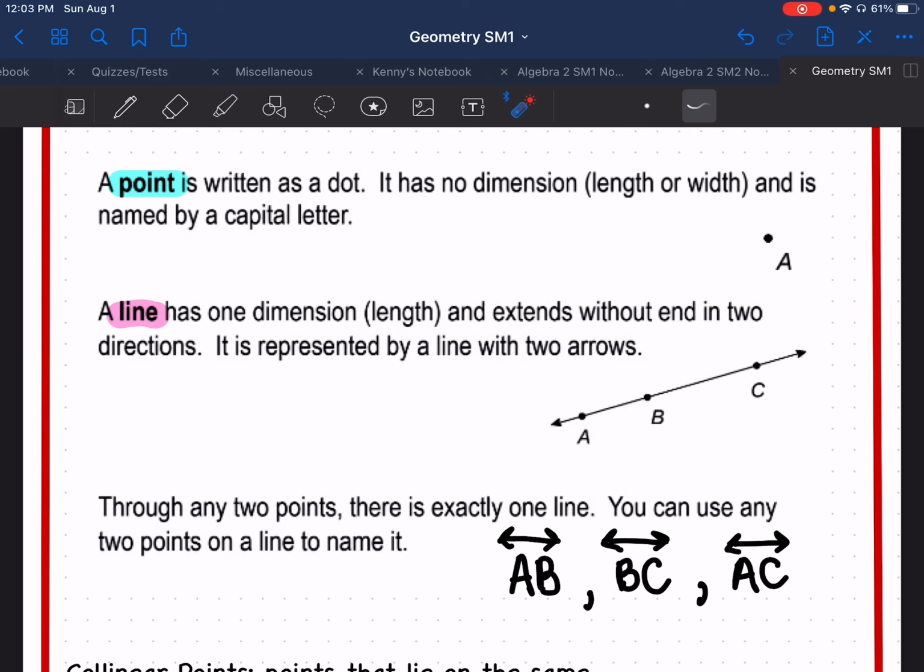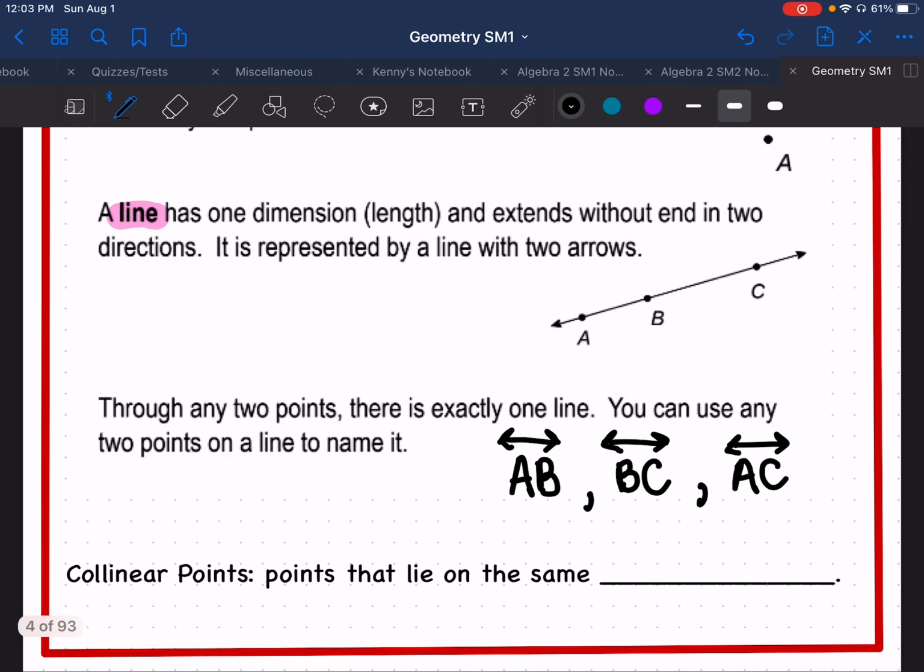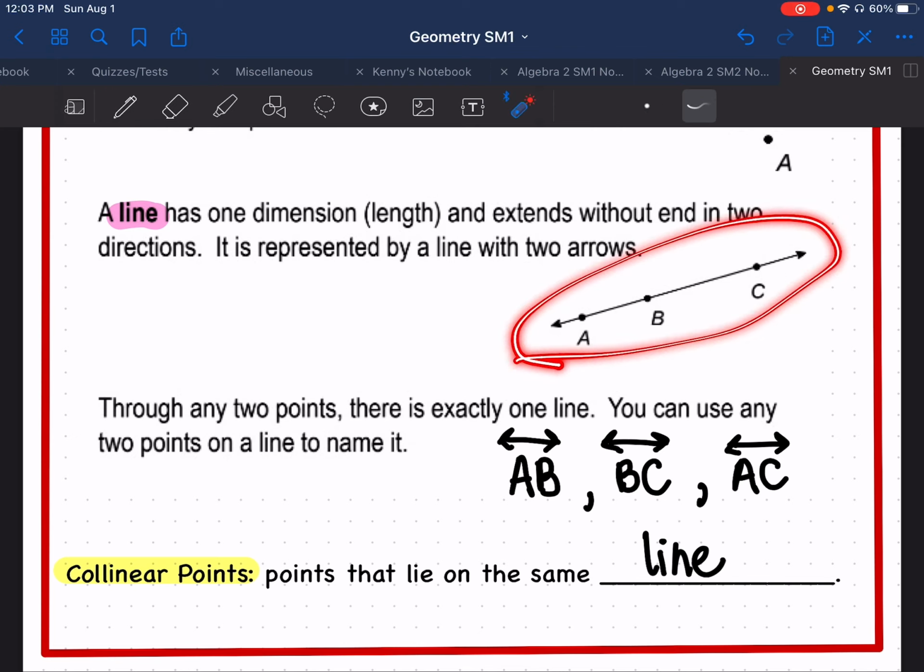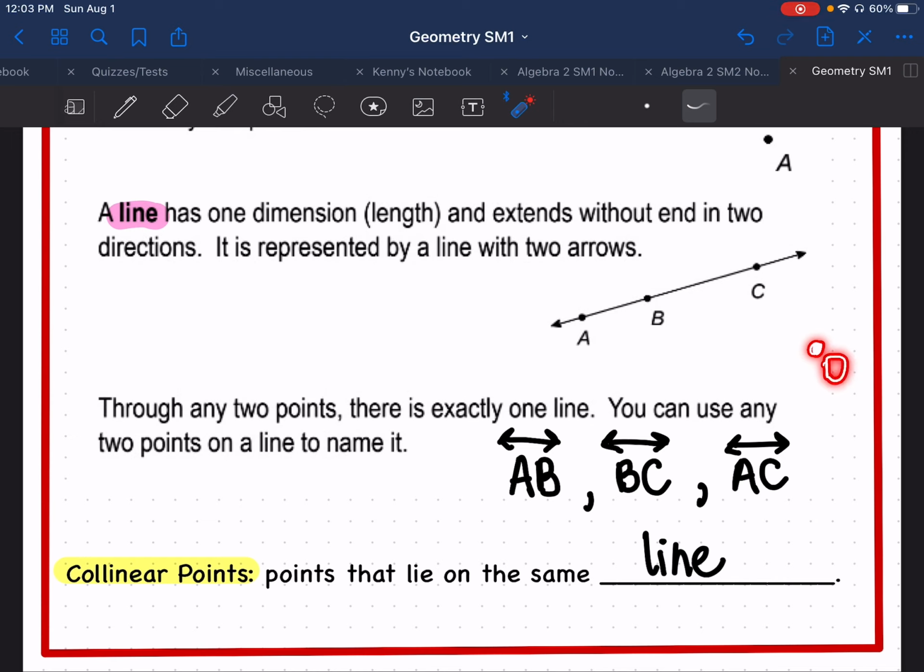All right, we do have something called collinear points. These are points that lie on the same line. So if you look at our picture right here, A, B, and C would be considered collinear because they all lie on the same line. If I were to take a point right here and call it D, this one is non-collinear because it is not on the same line as A, B, and C.